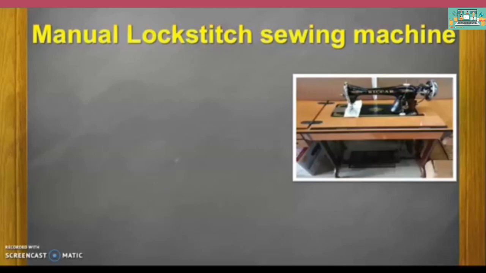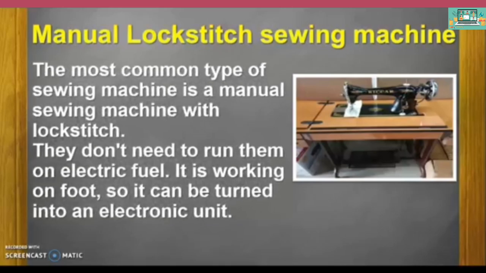Manual lock stitch sewing machine. The most common type of sewing machine is a manual sewing machine with lock stitch. They don't need to run on electric fuel. It is working on foot, so it can be turned into an electronic unit.